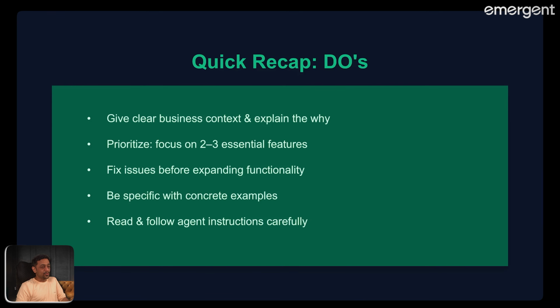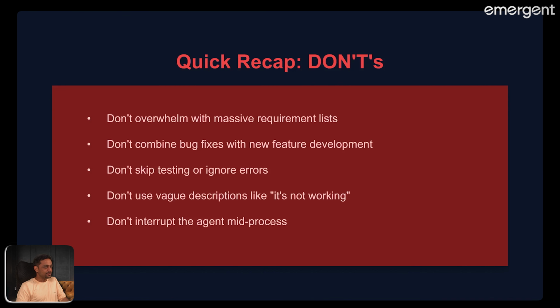Let's quickly understand what the don'ts are. Don't overwhelm with massive requirement lists. Don't combine bug fixes with new feature development. Don't skip testing or ignore errors. Don't use vague descriptions like it's not working. Don't interrupt the agent mid-process. I'm sure if we take care of these do's and don'ts, our building process becomes much easier and more efficient.